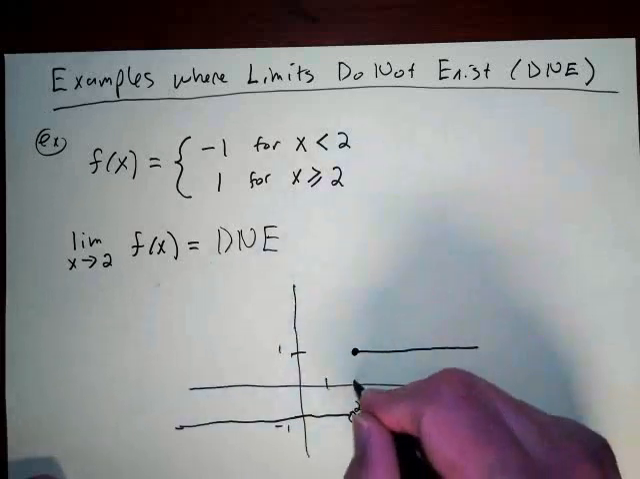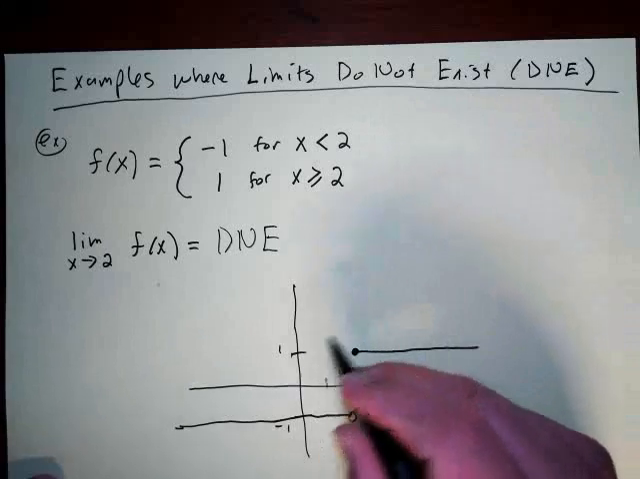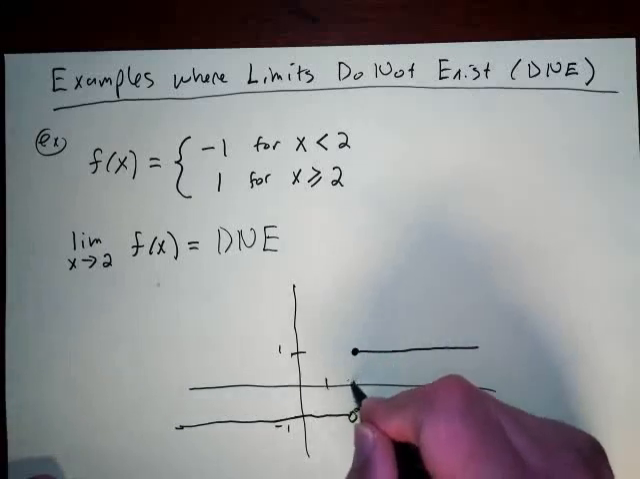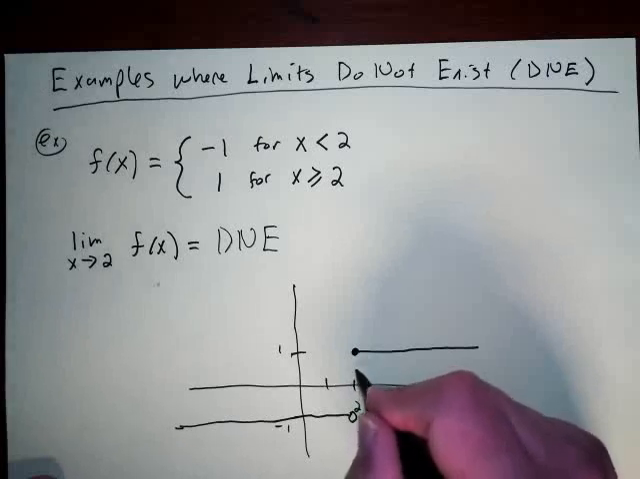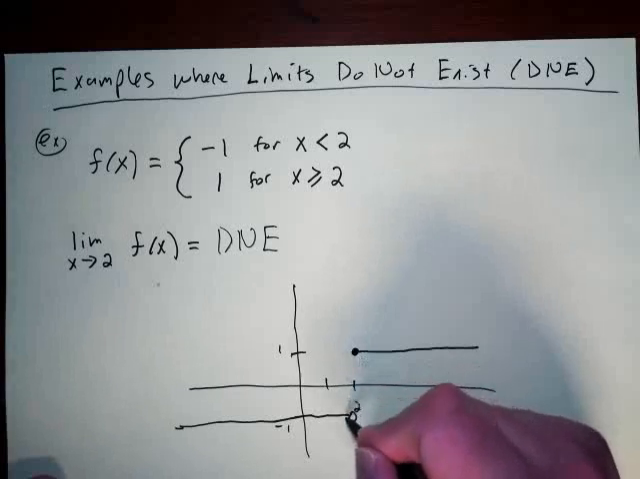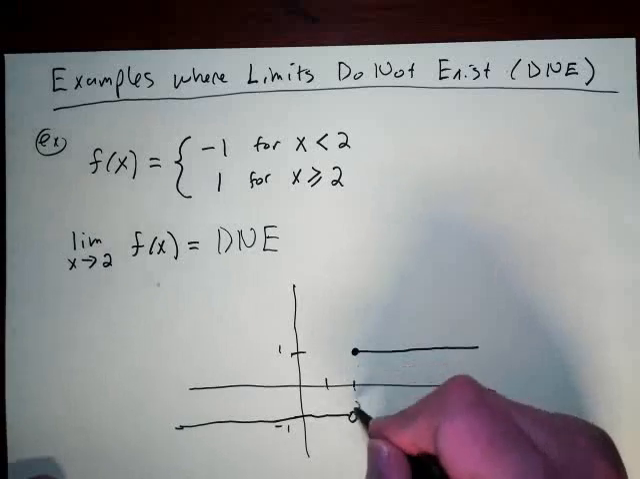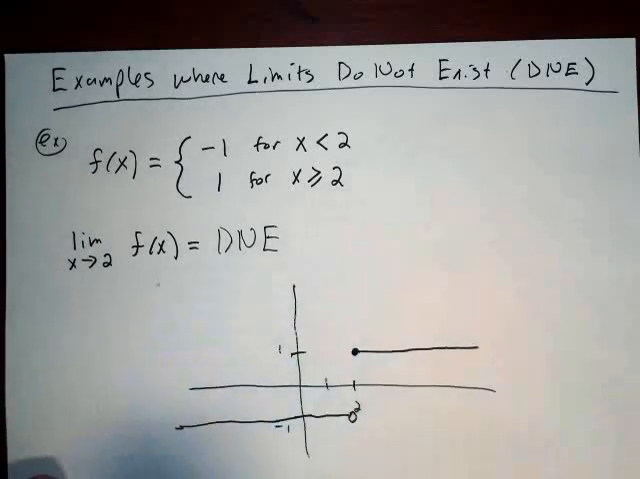And you could kind of see this because if there was a limit and I had to construct an interval around 2 so that all these values, except possibly at 2, were arbitrarily close to that limit, I couldn't do it because values on this side would go way up here, values on this side would go down here. And so there's no way of constructing an interval around 2, no matter how small, such that all the x values in the interval are going to be arbitrarily close to the limit. In other words, there's not a limit here.